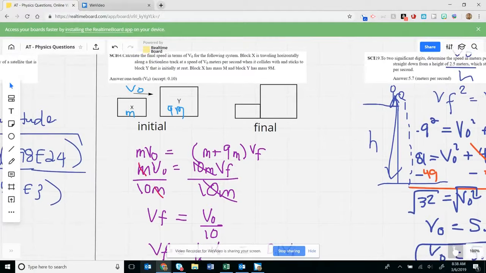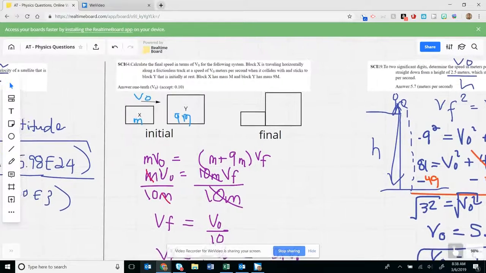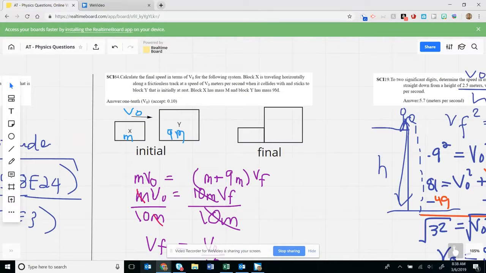This next one is a momentum problem. So anytime there's any sort of collision, we're looking at momentum. And really, I didn't put it on here, but the overarching equation is simply that the initial momentum should equal the final momentum. And in general, momentum is mass times velocity. So at the beginning, the y block is just standing still.